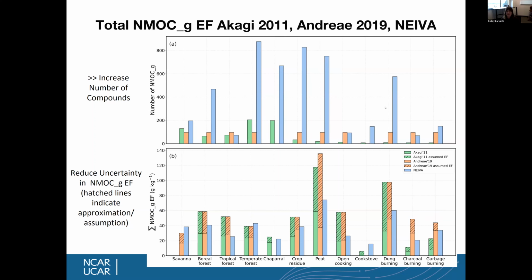This is a figure of the number of compounds that we have in each of these fire types, right? So we have up to 800 compounds in the temperate forest because we've added the lab data. These on the bottom show the total emission factors, the total NMOC emission factor across fire type. And really what we've done is these hatched in the Akagi and Andre is an assumed EF, saying we know we haven't identified everything. We've really reduced the uncertainty there. And in some cases that's resulted in a reduction in the overall total emission factor.